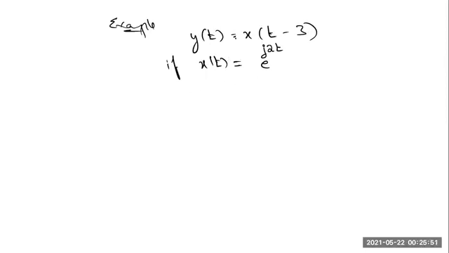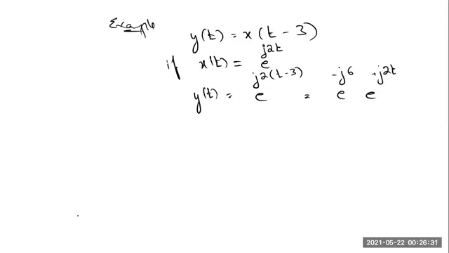So the input-output relationship is simple enough. Output is simply the shifted version of the input, and the shift is equal to 3. So if the input is like this, the output will be equal to e raised to power j2, and in place of t I will write t minus 3, and then you can express this as e raised to power minus j6 and e raised to power plus j2t.